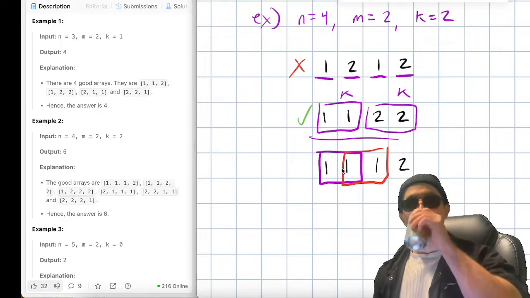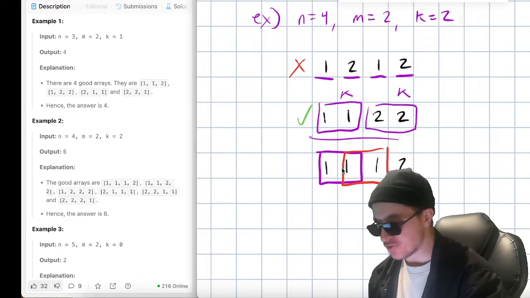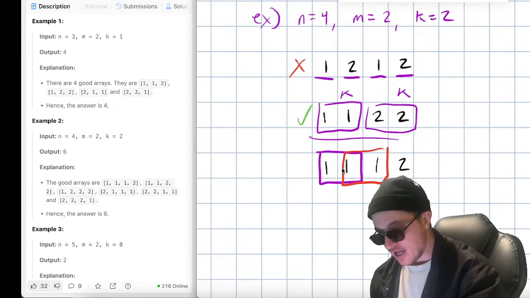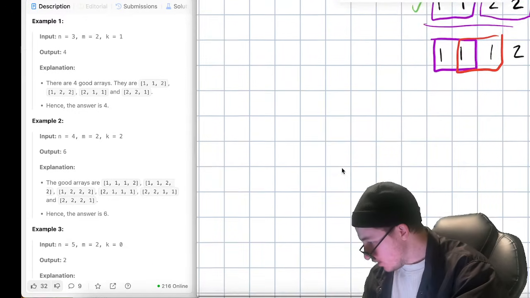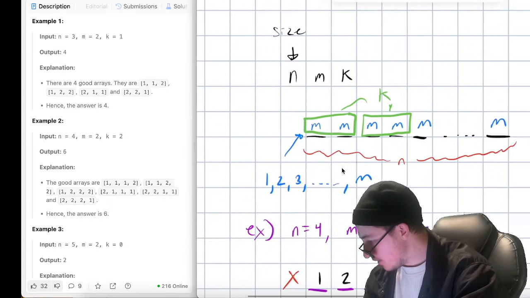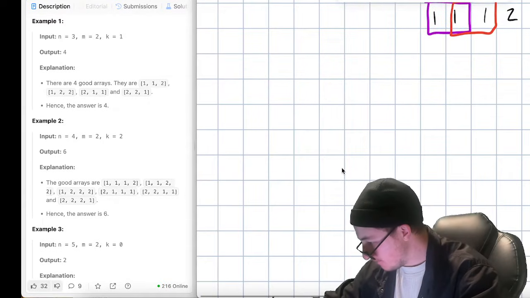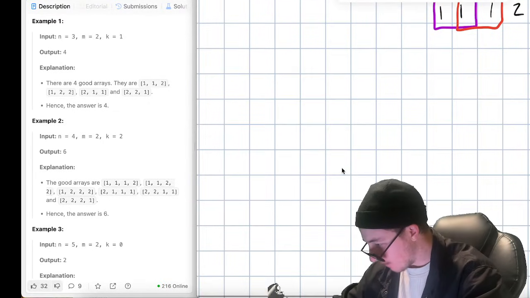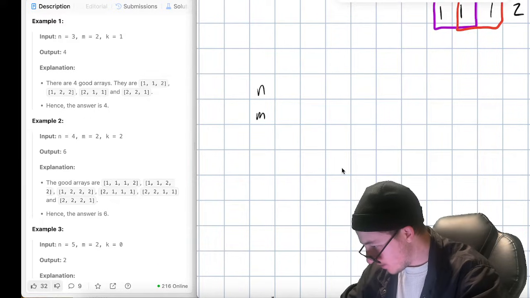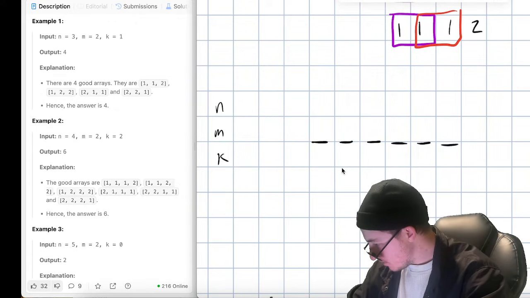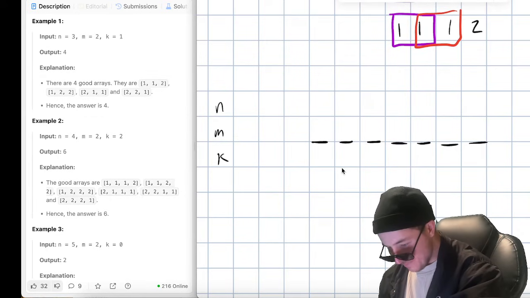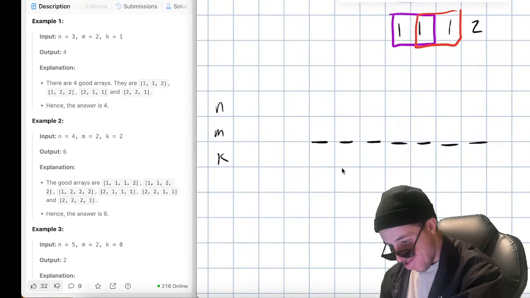So the best way to solve these is to start from a very general case, okay? So let's go back to this example where we have n, m, and k, right? So remember we have n, m, and k. All right. So we're going to have n elements. Now, how do we want to go about this?